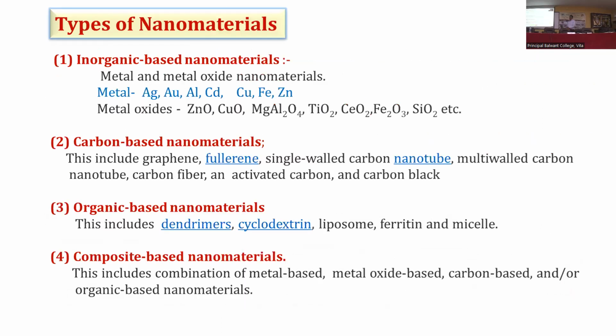Now, types of nanoparticles. On the basis of kinds of materials, there are 4 types of nanoparticles: inorganic nanoparticles, organic nanoparticles, carbon nanoparticles, and composite based nanoparticles. Inorganic based nanoparticles include metal and metal oxide nanoparticles. Silver, gold, aluminum, cadmium, copper, iron, and zinc are examples of metal nanoparticles. Metal oxides such as zinc oxide, copper oxide, magnesium oxide, aluminum oxide, titanium oxide, etc. are also examples of inorganic based nanoparticles.